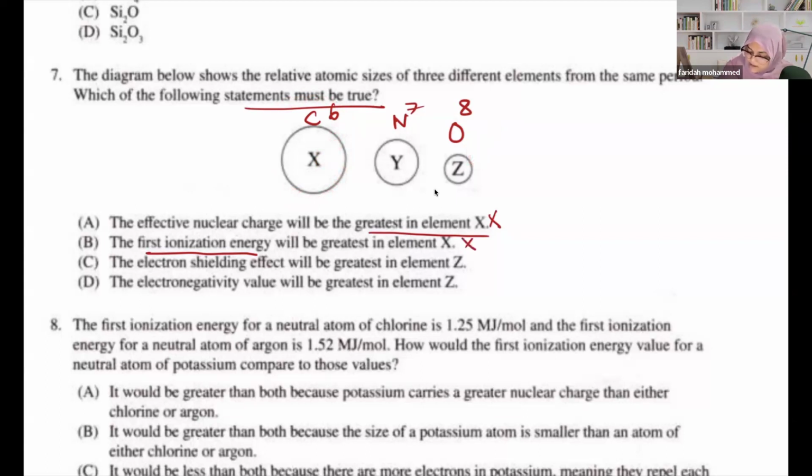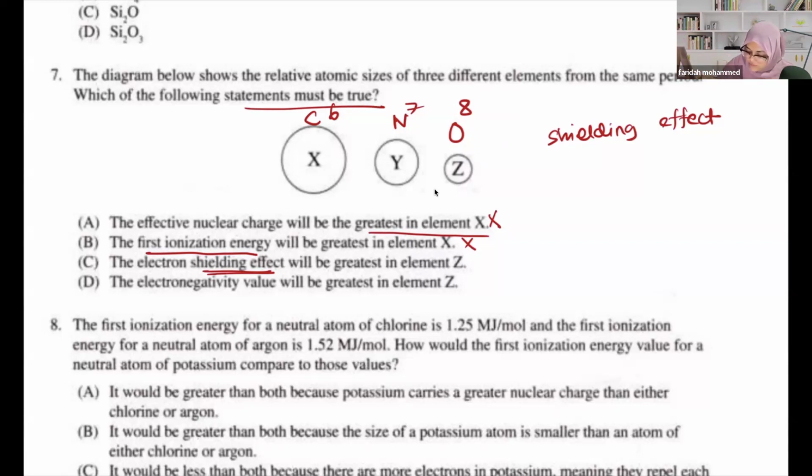And that's wrong. The electron shielding effect would be greatest in element Z. The shielding effect: if you have a higher shielding effect, that means you're shielding the charge of the protons from the valence electrons. So the attraction between the nucleus and the valence electrons is going to be weaker. If it's weaker, it's not going to be smaller. It's actually going to be bigger, because there's going to be less attraction. So it's going to be bigger.